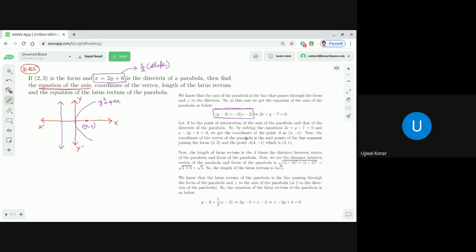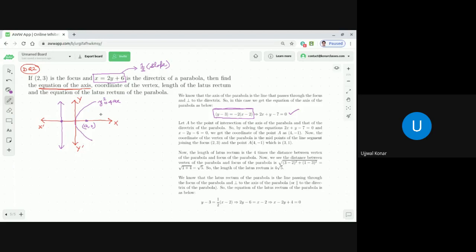Now, let A be the point of intersection of the axis of the parabola and that of the directrix of the parabola. Correct or not? Let A be the point of intersection of the axis of the parabola and that of the directrix of the parabola. Then what will be the point? This is the point. So that means you have two equations. One equation is 2x plus y minus 7 equal to 0.